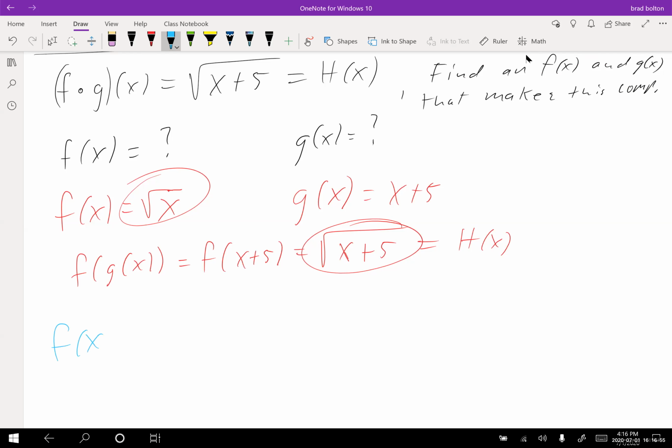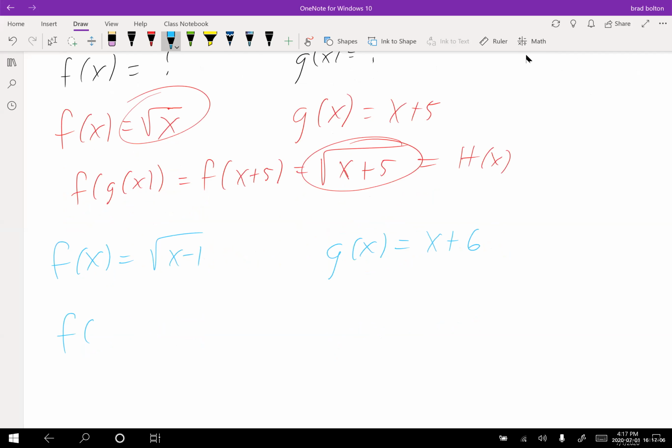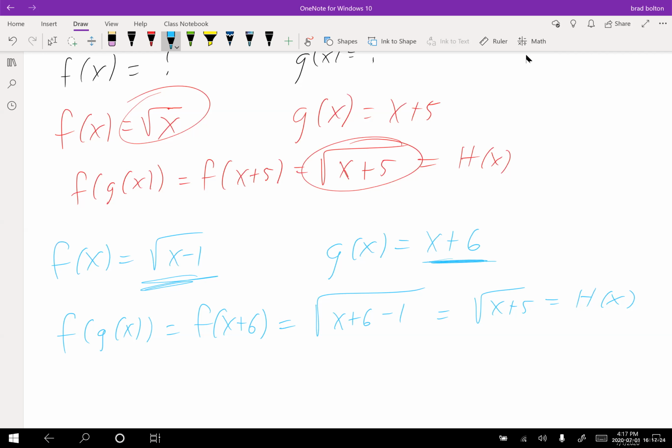Because I could have also done this. I could have said that f of x equals the square root of x minus 1, and then g of x I could have said equals x plus 6. So now let's do f of g of x, and now I'm going to take g of x, x plus 6, and plug it into f. So this will become the square root of x plus 6 minus 1, which is equal to the square root of x plus 5, which is still h of x. So I could have written a different f of x and a different g of x.